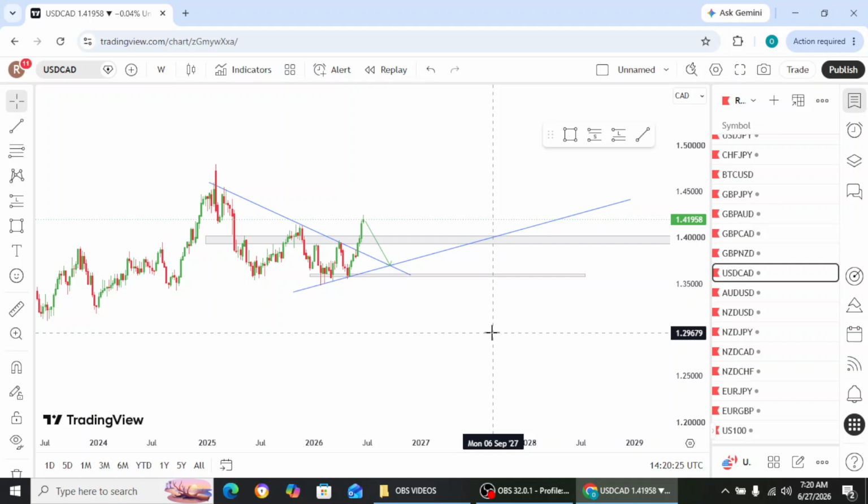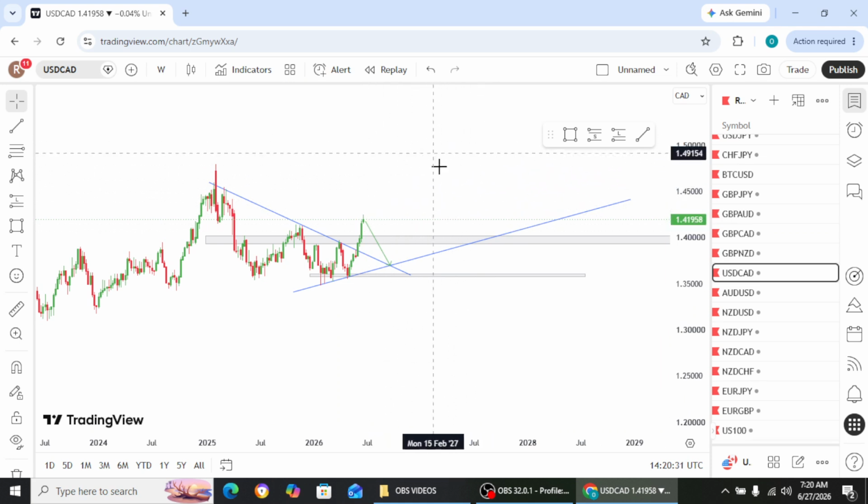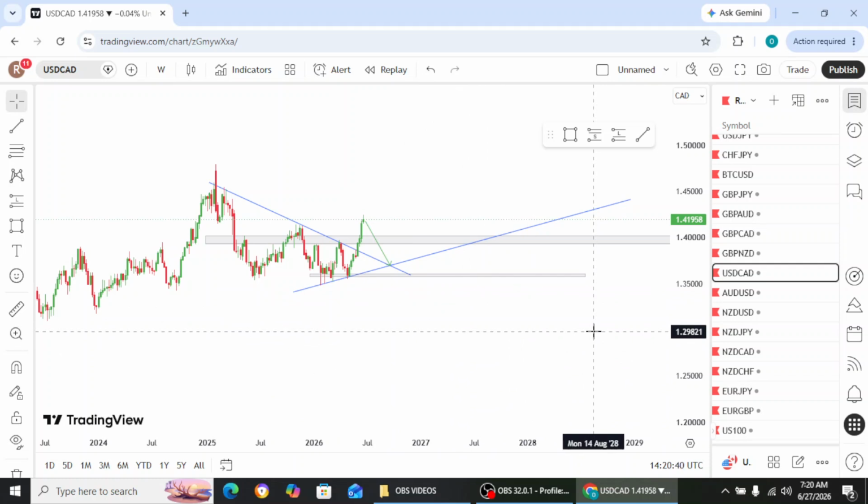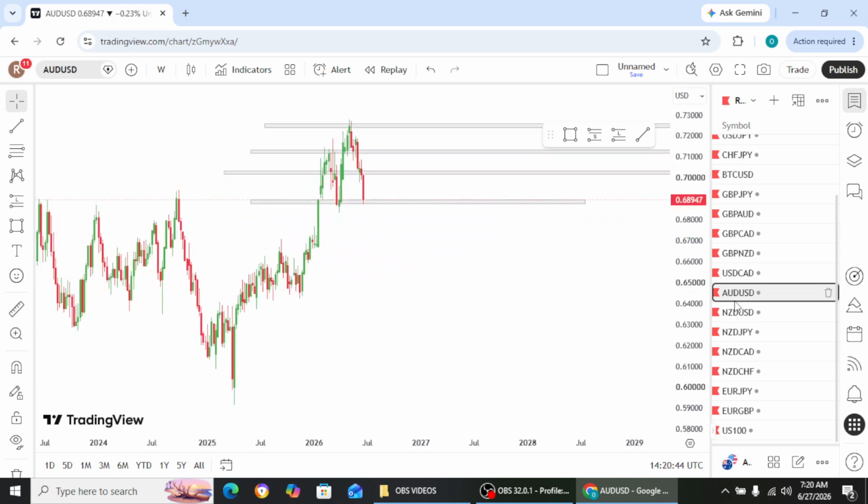So in summary, we look for buying opportunities at this level. If the market is at this level, we don't have business with selling. If the market breaks down to this level, we look for selling opportunities, and that is just the outlook for USD CAD. Okay, now let's go to AUDUSD.